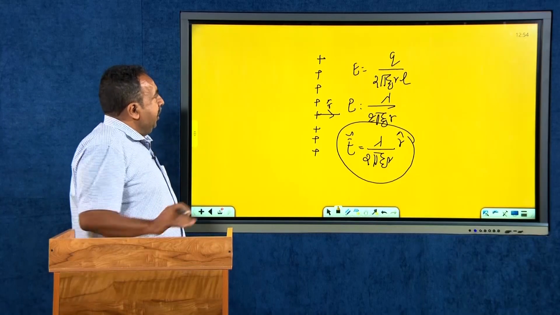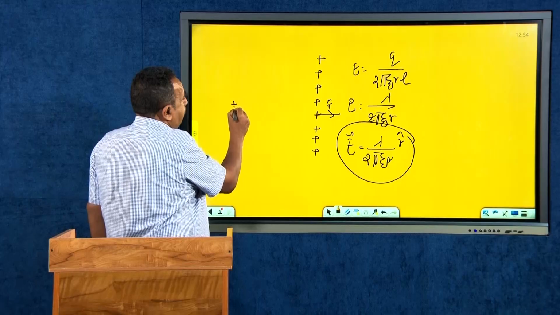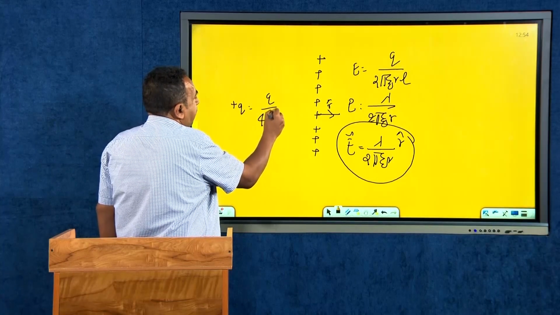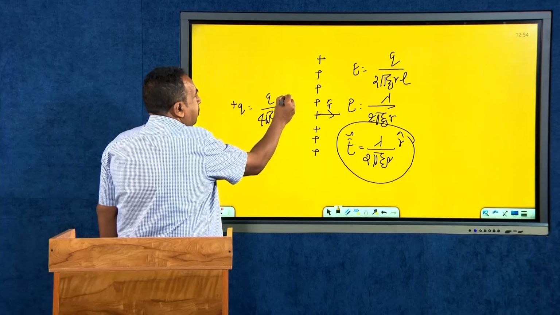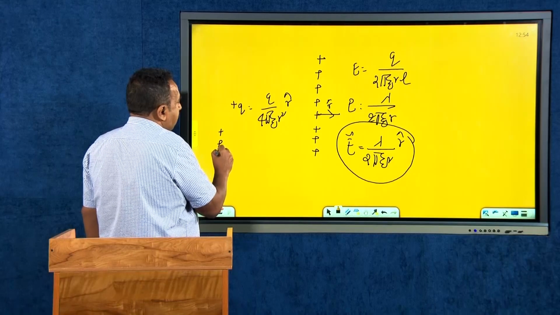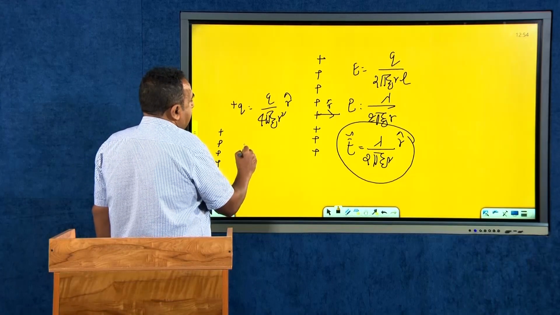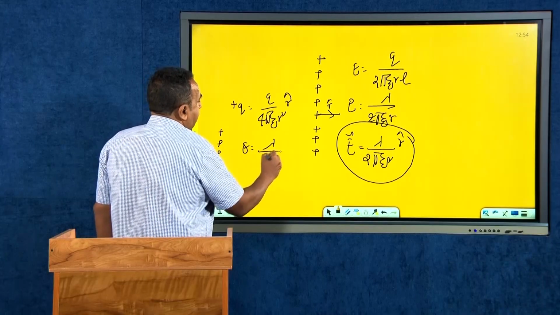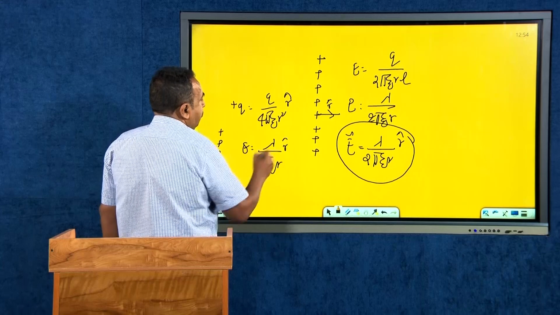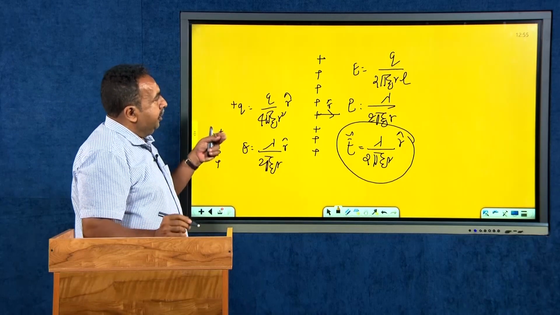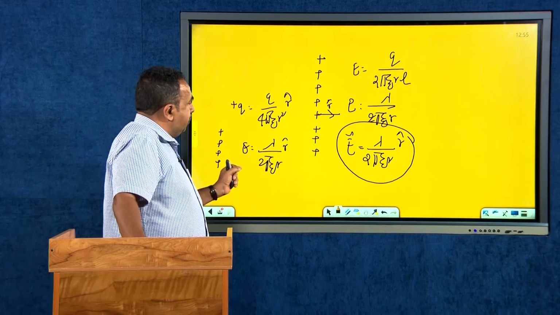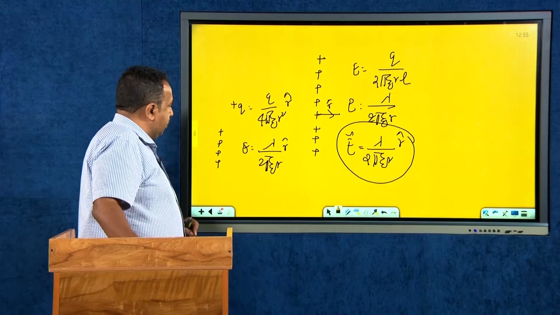Initially, we found the electric field due to a point charge, which was given by Q divided by 4 pi epsilon 0 r square into unit vector r. Now, for a line charge distribution, the electric field is given by lambda divided by 2 pi epsilon 0 r into unit vector r. We solved two problems: the first was the point charge, the second was the line charge distribution.